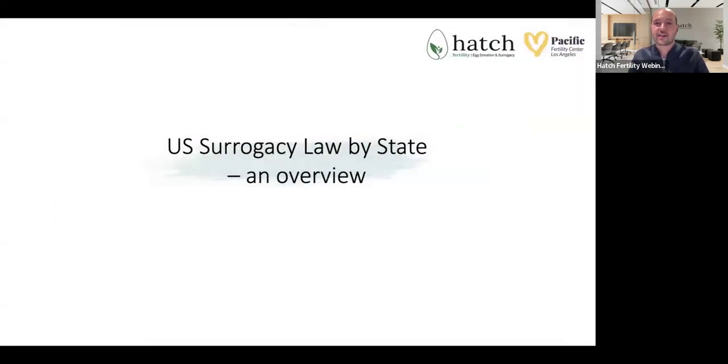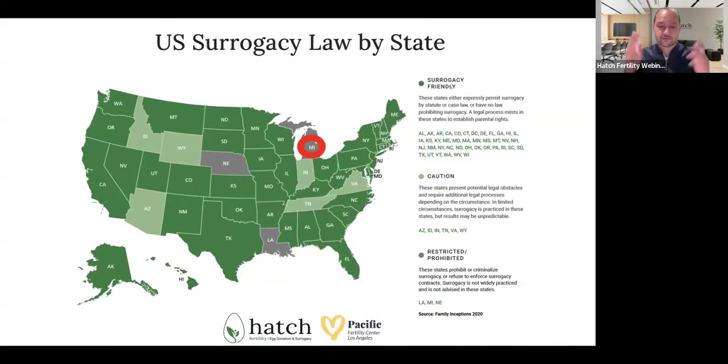So let's look at the state of surrogacy and how it looks in different states. This is a really good map that we've swiped, with the sources at the bottom to give clarity on how it looks: which states are considered surrogacy friendly, if we put it that way, which are a bit cautionary when it comes to using a surrogate, and which ones are totally restricted or prohibited.